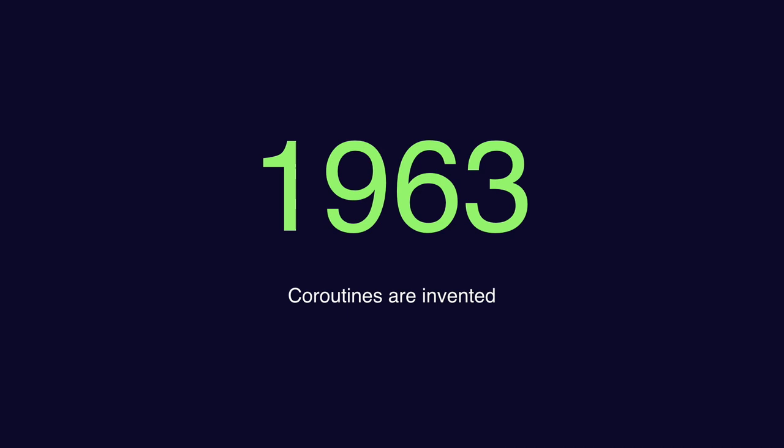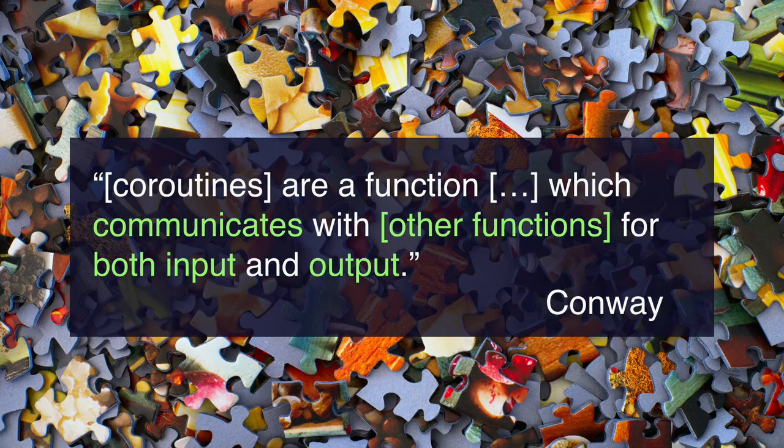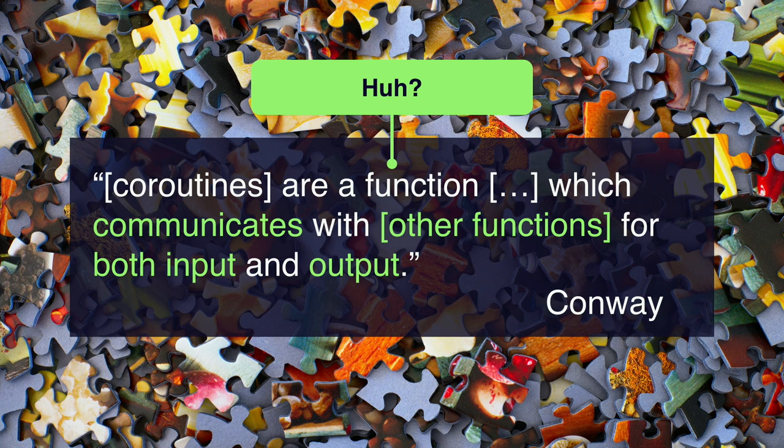I want to mention this was not a feature of COBOL. This is all implemented in assembly. COBOL didn't have any features. So the paper says coroutines are a function which communicates with other functions for both input and output. If you understood this definition, raise your hand. Okay, I didn't either. It turns out no one really got this definition, and we flailed around for about 7 years with a bunch of different implementations. I'll give Conway credit for inventing the term coroutines, because that stuck around. We still use it in 2019.